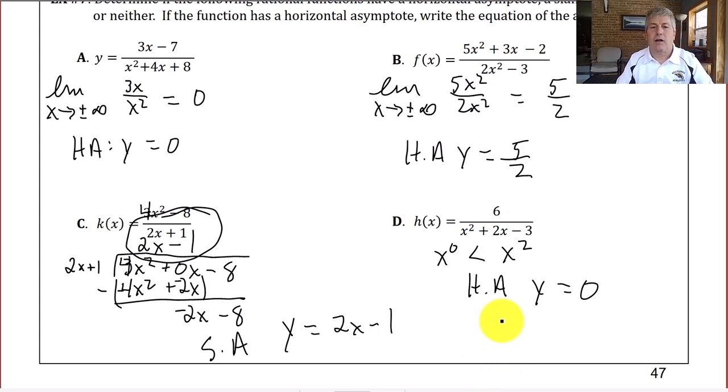And that's our introduction to slant asymptotes in graphing rational functions. And you'll get some more practice with this when I see you in class.